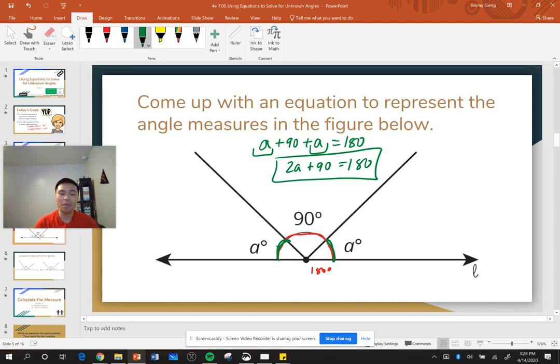Again, this is supplementary. If it was complementary, it'd be different, right? It'd be equal to 90. But because it's supplementary, it creates that horizontal line. So everything added, all the angles inside that horizontal line, right? That goes from this side to the other one, right? That goes on top of each other. That rotates to 180 degrees. All those are added up to equal 180, okay?